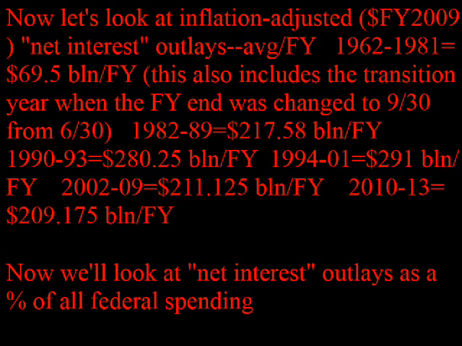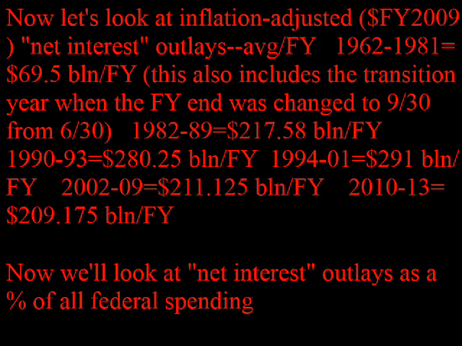That was Clinton. George W. Bush, $211.125 billion per fiscal year. So you can see, adjusted for inflation, his payments were, he was saving over $6 billion from what it was under Reagan, and about $80 billion from what it was under Clinton, adjusted for inflation. It was a much smaller portion of all federal outlays. And Hussein Obama, it's even lower, $209.175 billion. So he's almost $8 billion less than Reagan.